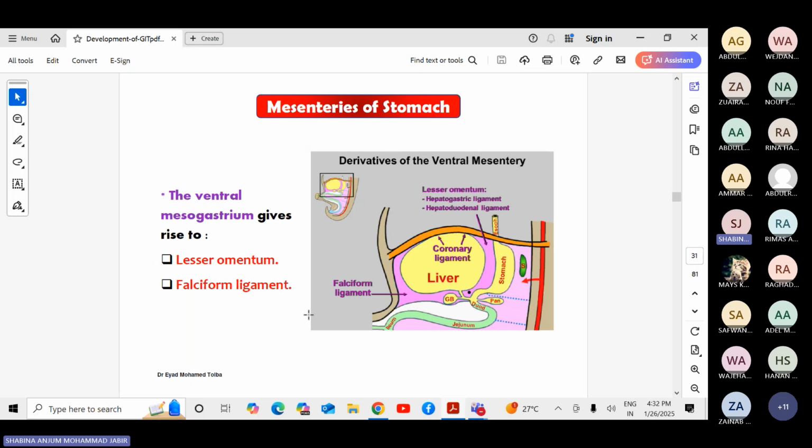Here we can see that this is the ventral mesogastrium and this will be the dorsal mesogastrium. Now in the ventral mesogastrium, the presence of the liver will divide it into the lesser omentum, this one, and the falciform ligament, which is between the liver and the anterior abdominal wall. In the lesser omentum, you will find the ligaments which are hepatogastric and hepatoduodenal.